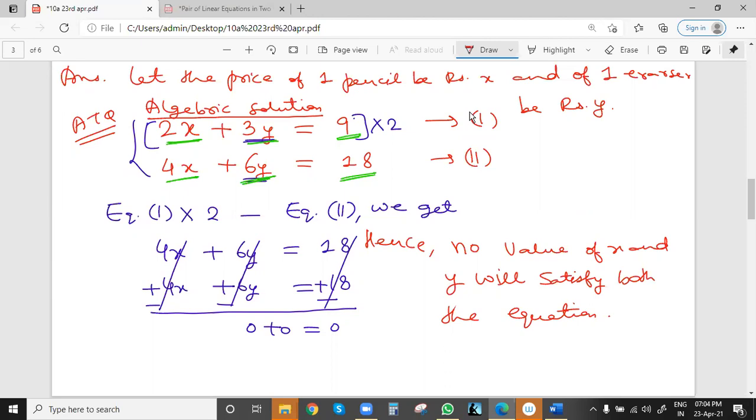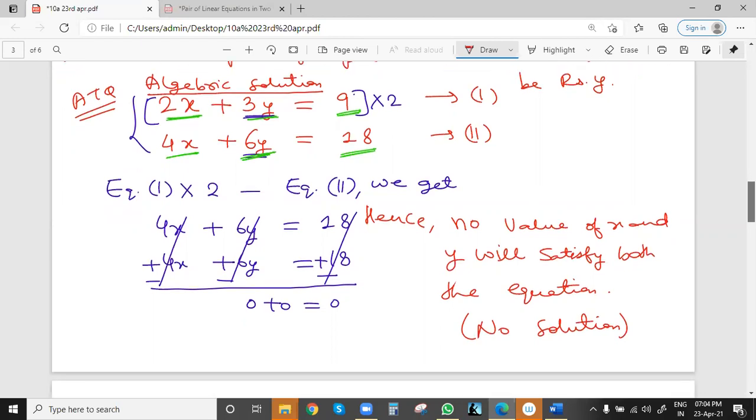No values of x and y will satisfy both the equations. So basically no solution. Now we'll see graphically, so that we write no solution. Now we'll see graphically how we try to solve this question. This was the algebraic method of representing and solving. So we are not getting any values of x and y; no value of x and y will satisfy this equation.